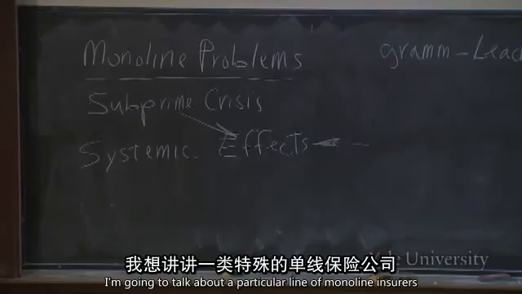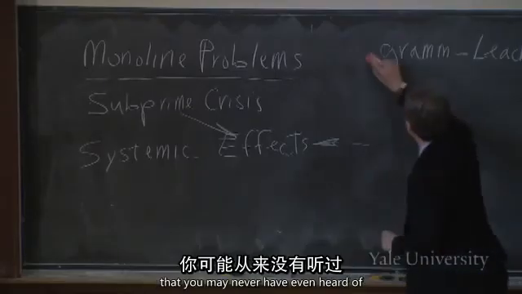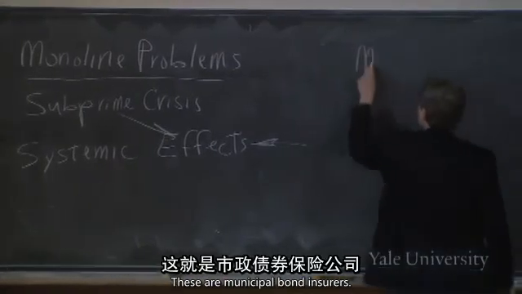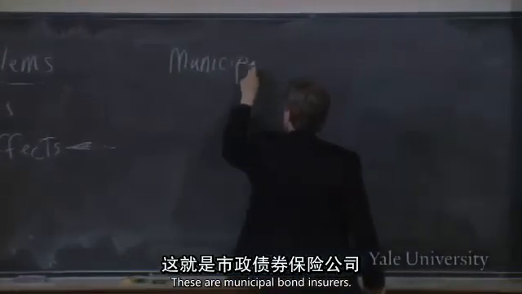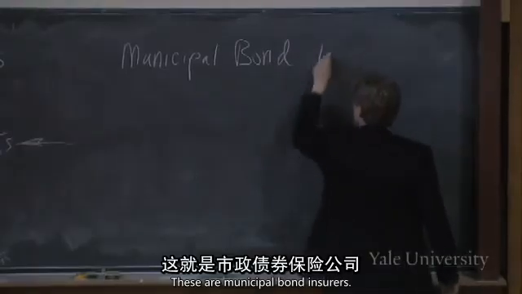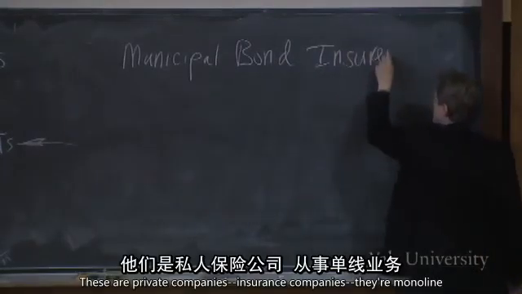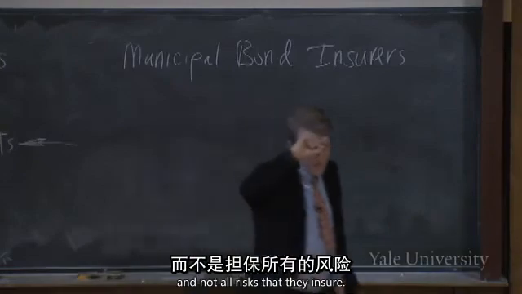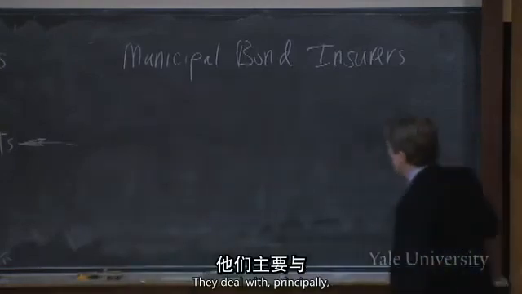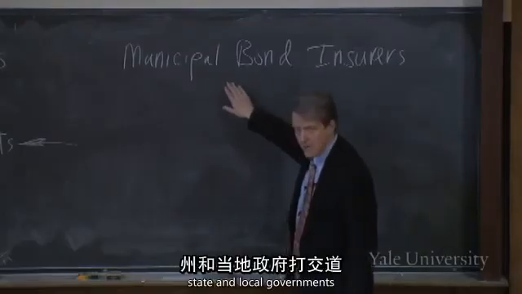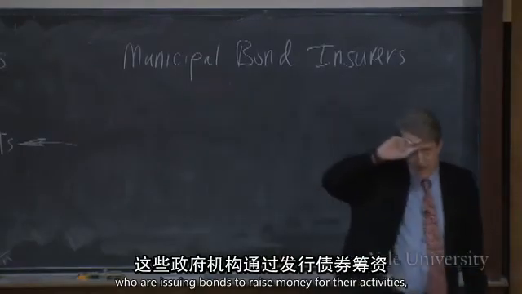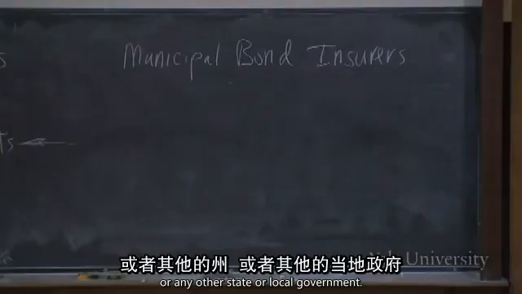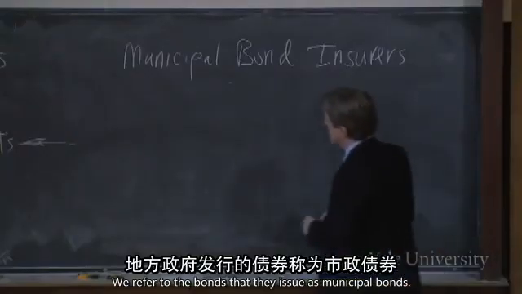So what happened? I want to talk about a particular line of monoline insurers that you may never have even heard of because they don't deal with the general public. And these are municipal bond insurers. Okay? These are private companies, insurance companies. They're monoline because they look only at a certain class of risks and not all risks that they insure. They deal principally with state and local governments who are issuing bonds to raise money for their activities, like New Haven, for example, or any state or local government. We refer to the bonds that they issue as municipal bonds.